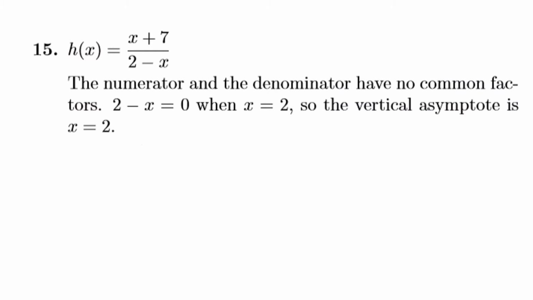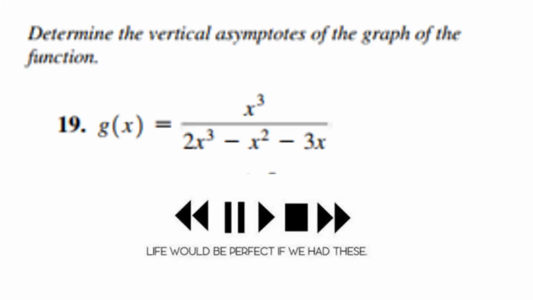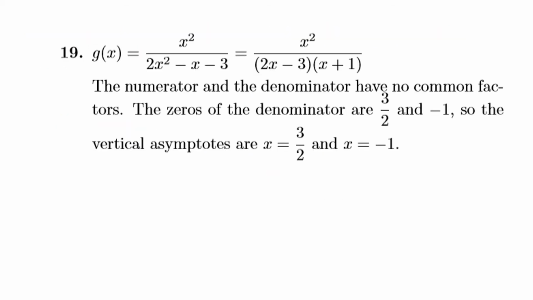Okay, so x equal 2 is the vertical asymptote. Let's do a similar thing for problem 9. This is a more difficult factoring problem. Let's pause and do the problem. Pause now. Let's see how you did. So when we factor the denominator, we get this. That means that this is going to give you the vertical asymptote of x equal 3/2, and this one is going to give you the vertical asymptote of x equal -1.